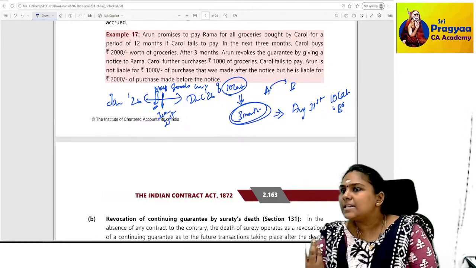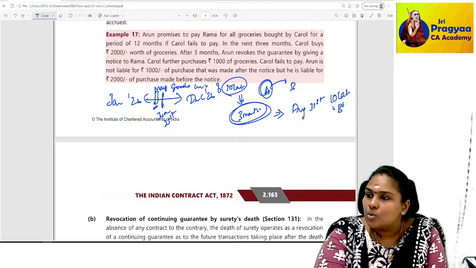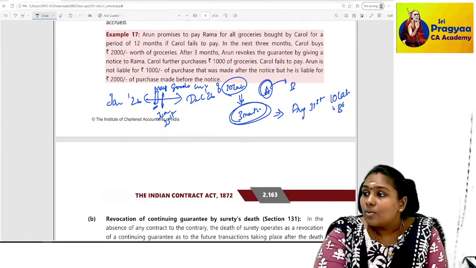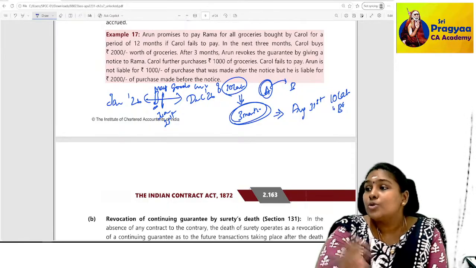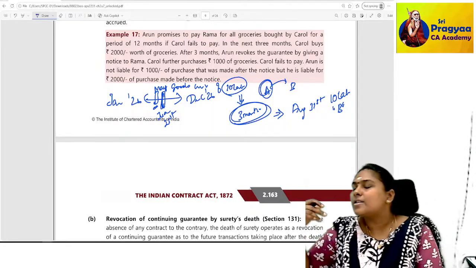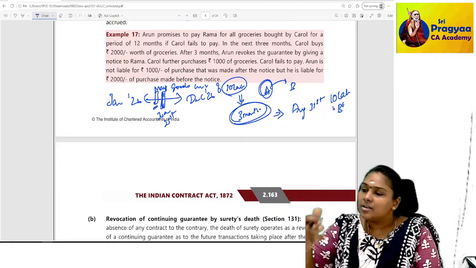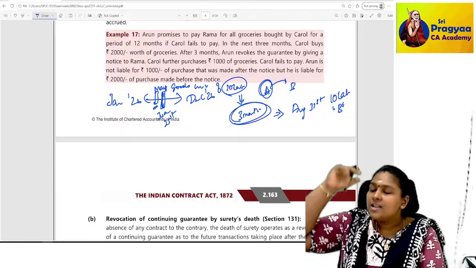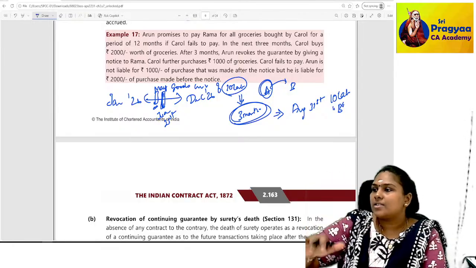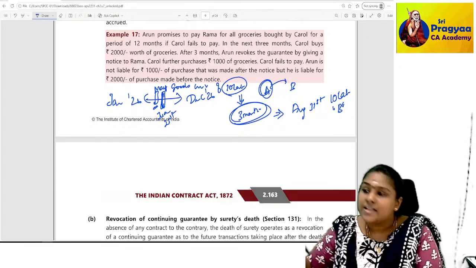And the principal debtor says, I don't have money. Then what can the creditor do? Go and ask whom? Surety. Why? Sir, although in June month I give notice to revoke, this transaction happened in May month itself. Correct? For the transaction done in that May month, still who is responsible? Surety is responsible. That is undeniable.